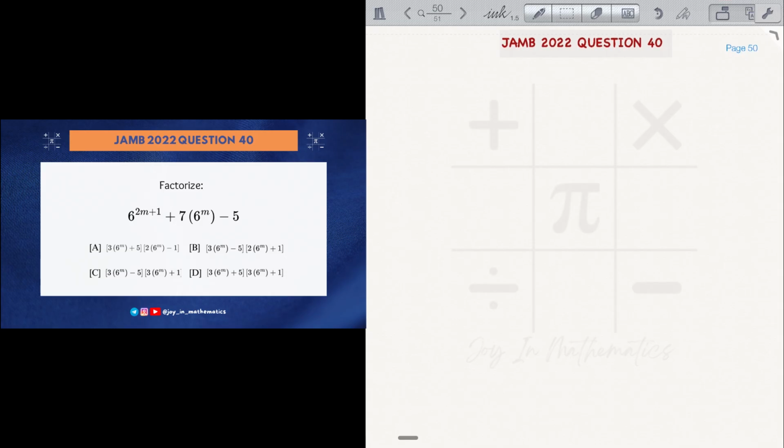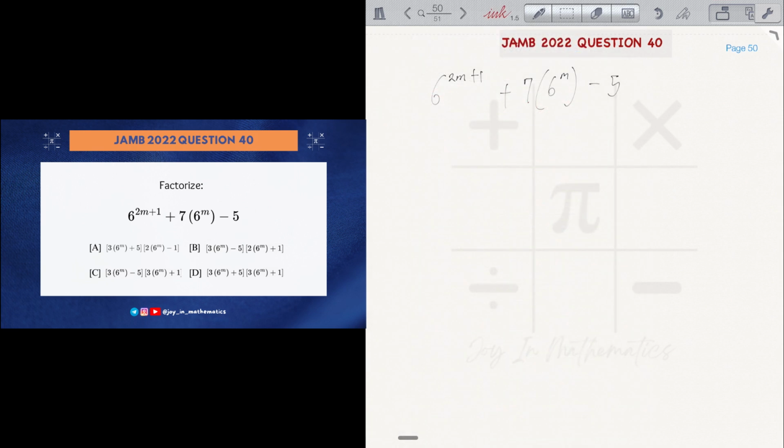And now the final question in JAMB 2022, question 40. We're asked to factorize 6 raised to the power of 2m plus 1, plus 7 into 6 raised to the power m minus 5. Now this brings us to indices.